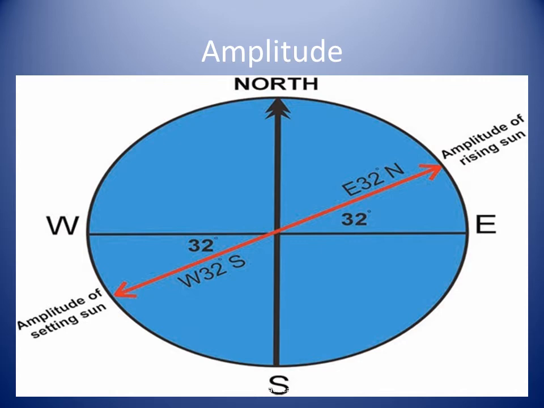When celestial bodies are rising and setting, the light from them passes more obliquely through the atmosphere than at any other time. Refraction is quantified as 33 minutes when the body is near the horizon and 0 when it is directly overhead. Amplitude can be computed using the formula: amplitude equals sine inverse of sine declination divided by cosine latitude.